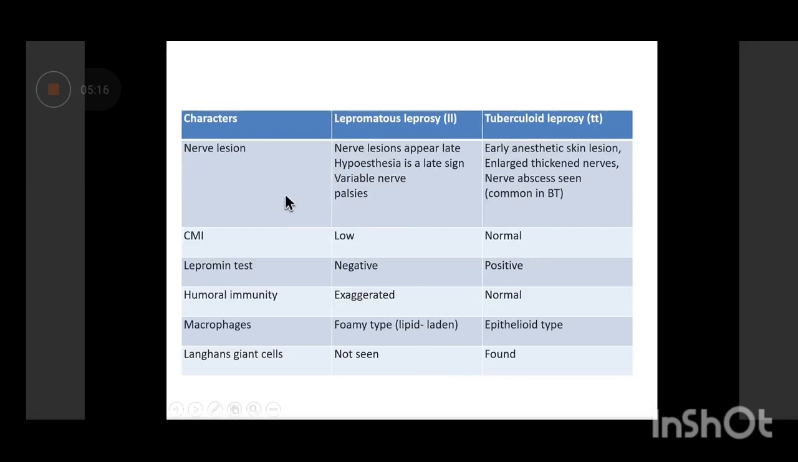Now coming to the nerve lesions. Leprosy basically involves skin and nerves, as I told you before.